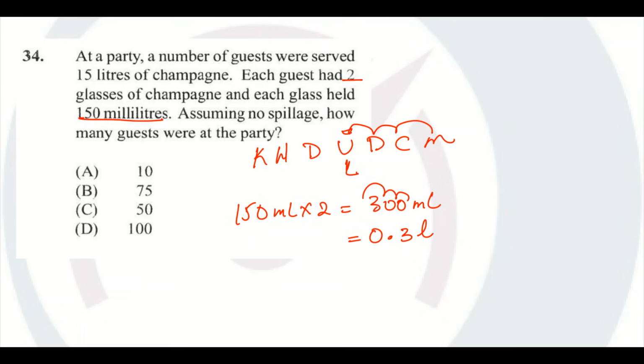And then it says that 15 liters was served for everybody. So that's 15 liters divided by 0.3. Now we're dividing by a decimal, so we try to make it a whole number by multiplying by 10. So that's 150 divided by 3. And 3 into 15 goes 5 times, 3 into 0, so we have 50 persons. And yes, it was 50 persons they had in the last question.